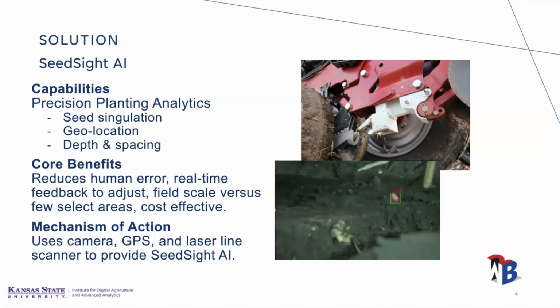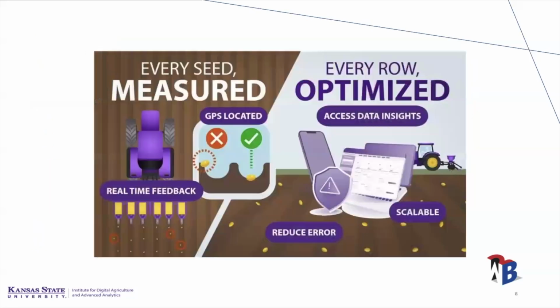It really changes what you can do with this data. This data can help us adjust things in real time, whether it has to do with singulation, or setting downforce for depth adjustments as well. And you do all those things on a large scale in a very cost-effective manner. What we use is a camera to take the image of the trench, a GPS, and a laser line scanner, packaged into an AI embedded edge solution to give you what you would like to have.